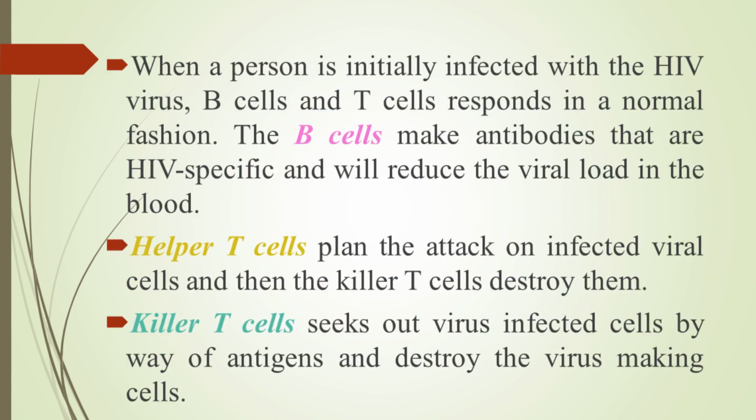When a person is initially infected with the HIV virus, B cells and T cells respond in a normal fashion. The B cells make antibodies that are HIV-specific and will reduce the viral load in the blood. Helper T cells plan the attack on infected viral cells and then the killer T cells destroy them. Killer T cells seek out virus-infected cells by way of antigens and destroy the virus-making cells.